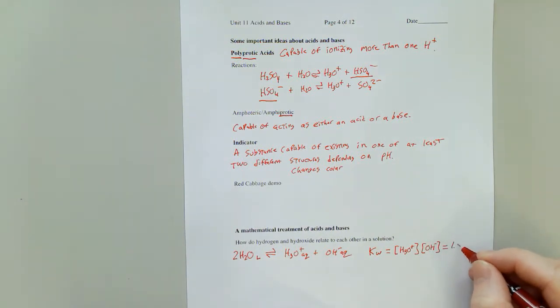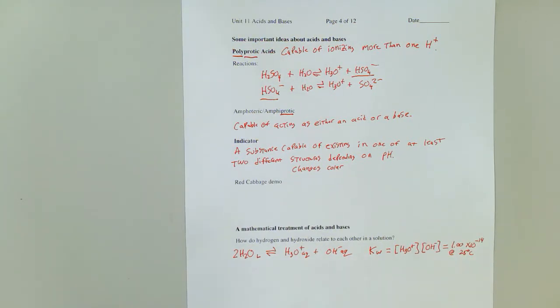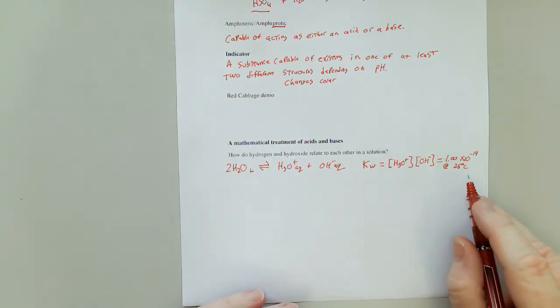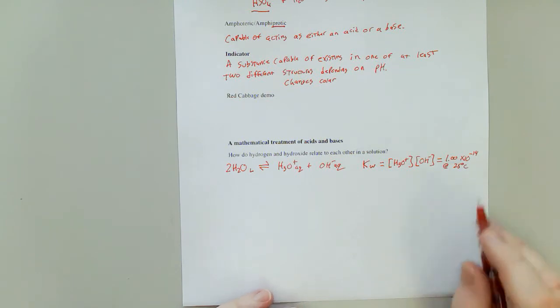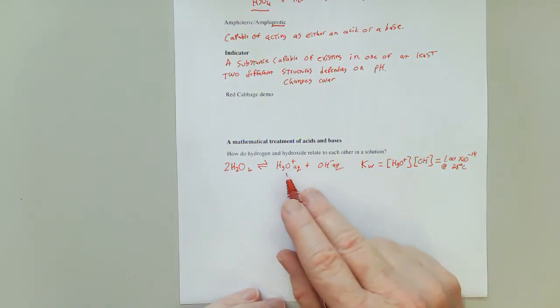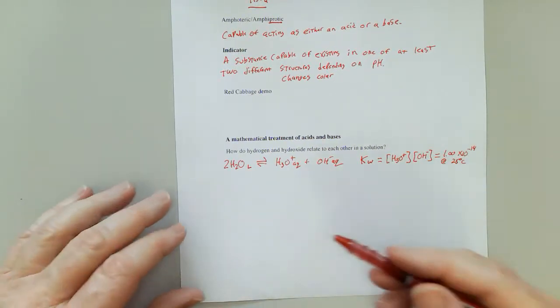And this equals 1.00 times 10 to the negative 14th at 25 degrees Celsius. It's an equilibrium constant. Okay? So, auto-ionization. This happens on its own. But as you can tell from the incredibly tiny value of this, it doesn't happen to any great extent. We get very little H3O+ or OH- in a beaker full of water.